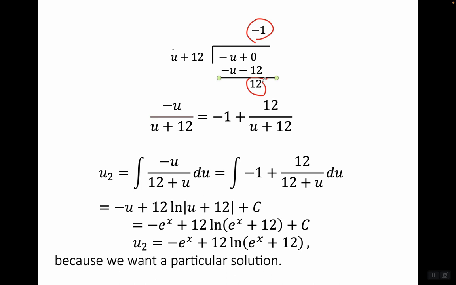So u2 is going to be the integral of negative u over 12 plus u du. But we just found on the above line that this is the same thing as the integral of negative 1 plus 12 over 12 plus u. So the antiderivative of this will be negative u plus 12 natural log of u plus 12, plus c. Let's replace u with e to the x. So u2 is going to be negative e to the x plus 12 natural log of e to the x plus 12. We can forget the plus c because we want a particular solution.